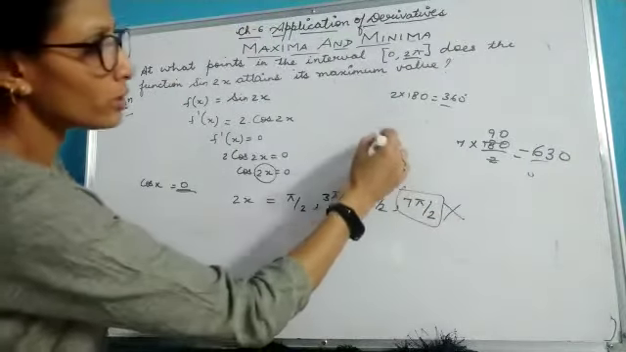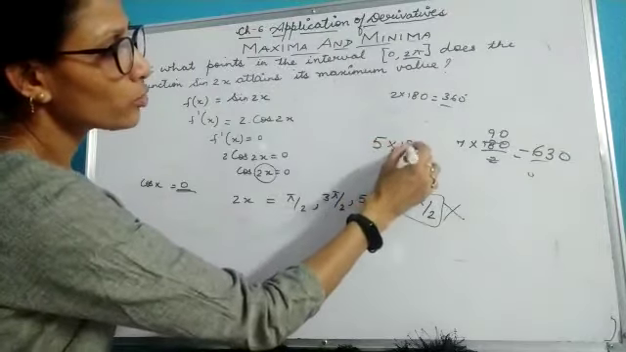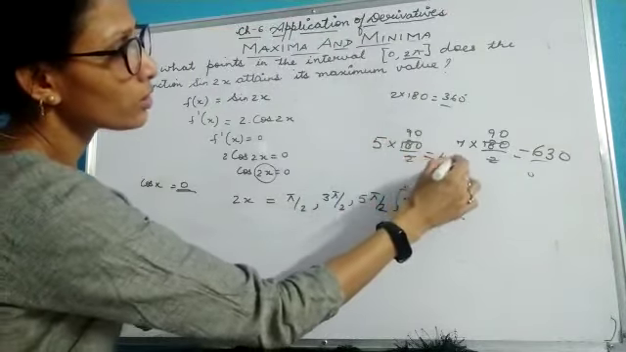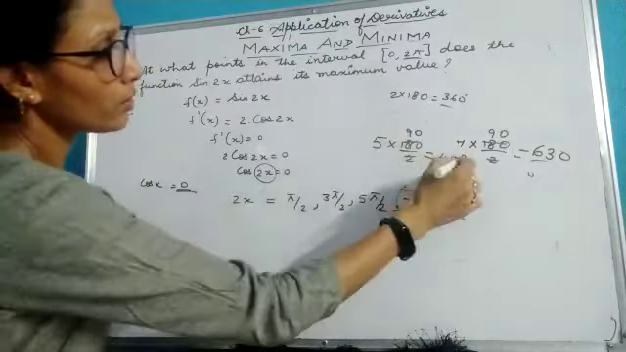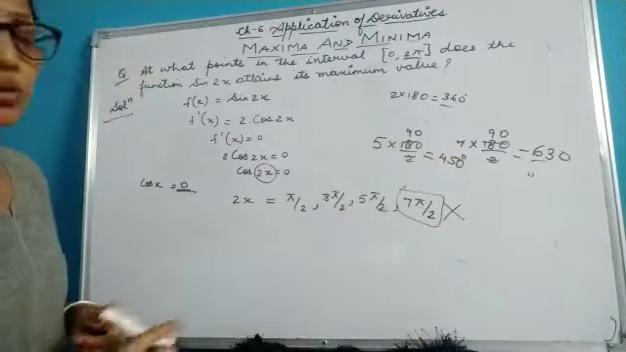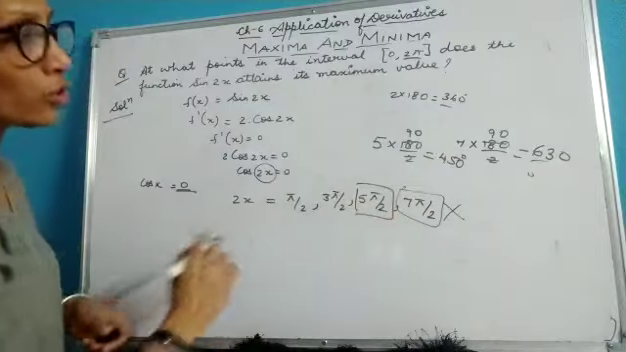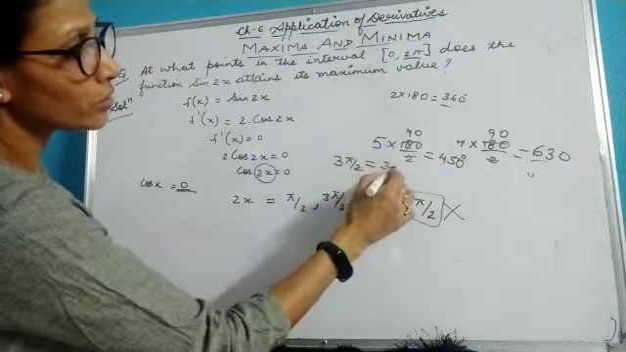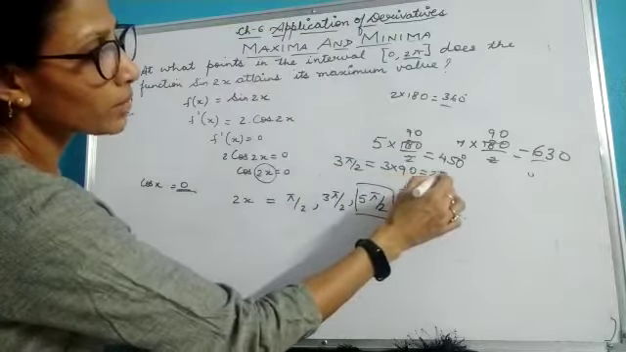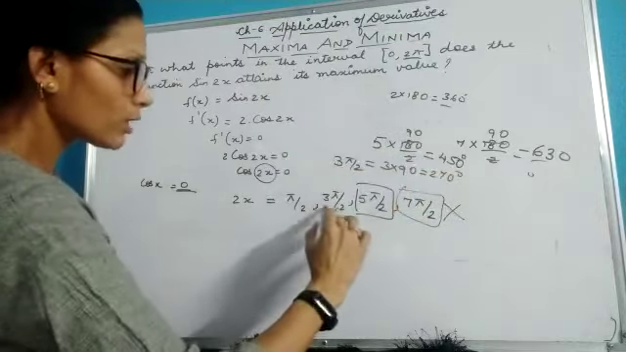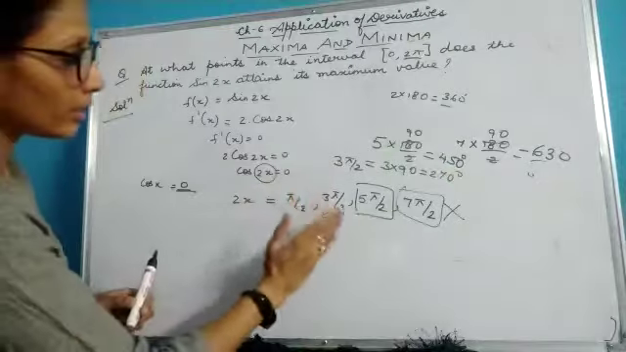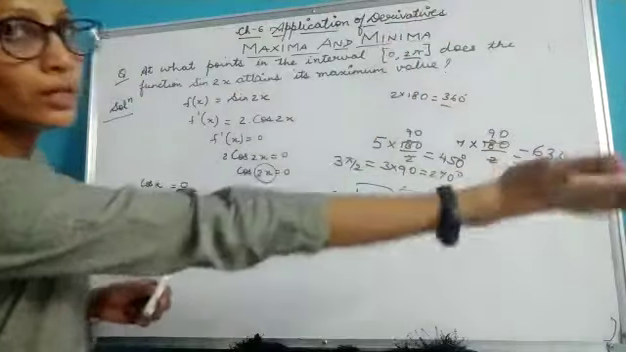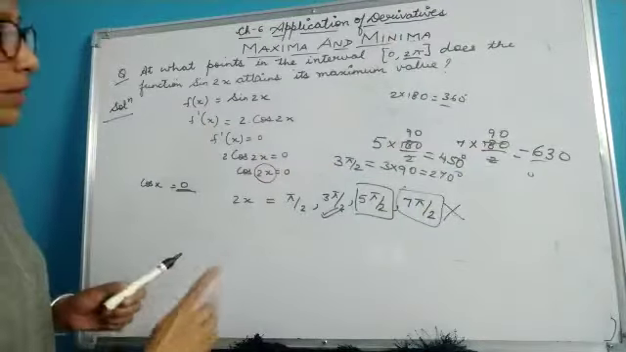5 pi by 2, is it coming? This is 5 into 180 by 2, which is 450 degrees. This is also not coming, so I will not be taking this also. Again, this is 3 pi by 2. You just check 3 into 90. So this is coming out to be 270 degrees. That's why I will be taking it till here only, and I will not be considering the values which are going beyond this interval.